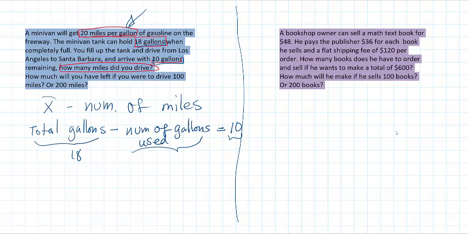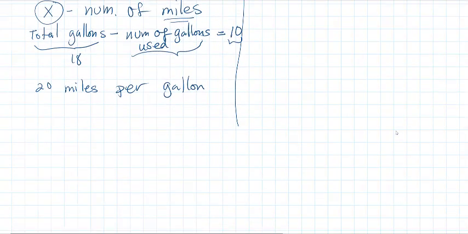Now, our variable x is the number of miles. So we really want to write this piece of information in terms of miles, not in terms of gallons. How do we do that? If we look at this, let's write it out again. We have 20 miles per gallon. This is a wordy way of writing out a ratio. For every 20 miles, we have 1 gallon, right?